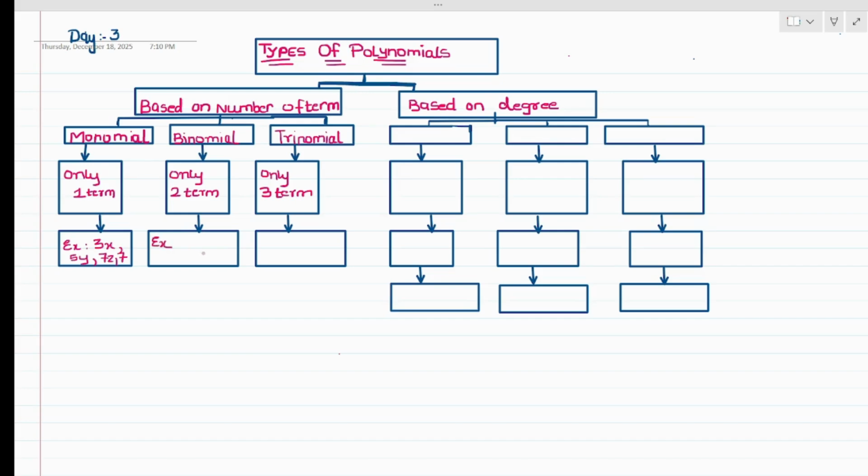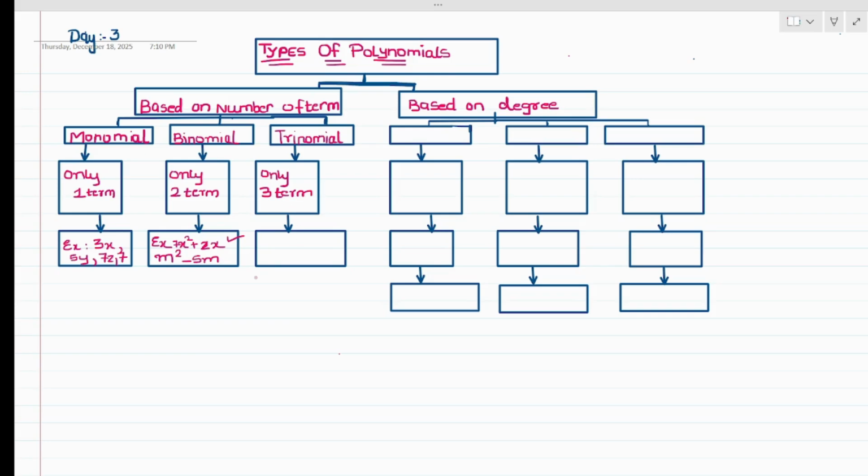Now for binomial, we are taking another example. Let's say the example as 7x square plus 2x. As you can see over here, I have two terms of x, 7x square plus 2x. That means I have two terms. So it will be considered as binomial. Take for example another, m square minus 5m. This one is also containing two terms. That means it will also be considered as binomial.